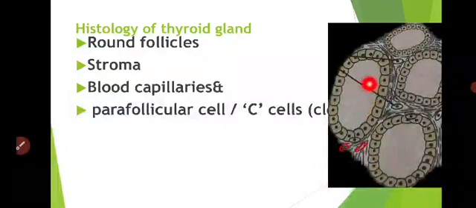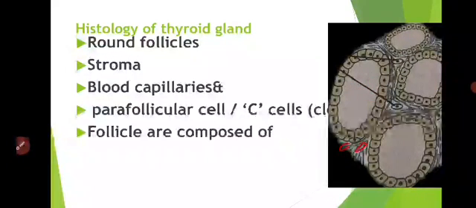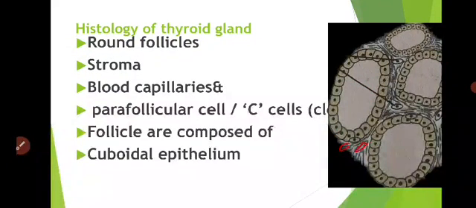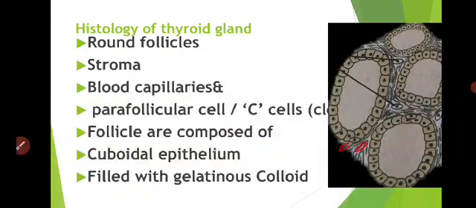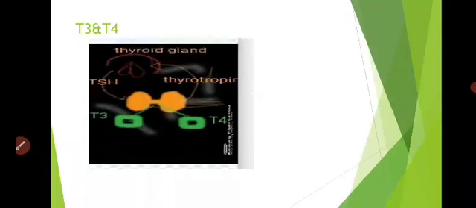Here the colloid is present, gelatinous colloid, and it contains the hormone thyroxine, the tetraiodothyronine hormone. This is the thyroid gland, and from the thyroid gland T3 and T4 hormones are secreted. The amino acid tyrosine and one molecule of iodine produce T1.